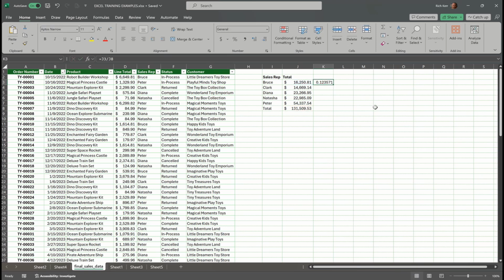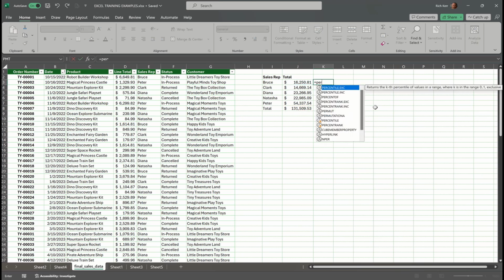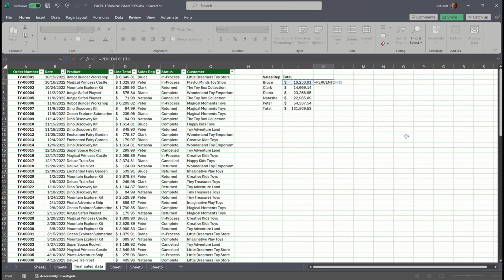But if you want to use a function, instead of doing the math operator, we can simply say equals percent of, right? So percent of, and then there's two parameters, the data subset and then the data all, right? So the data subset is Bruce's number, comma, data all is the grand total at the bottom. Now what I'm going to do is lock the reference to row 8, right? I'm going to put that dollar symbol there because I want that row to be locked.